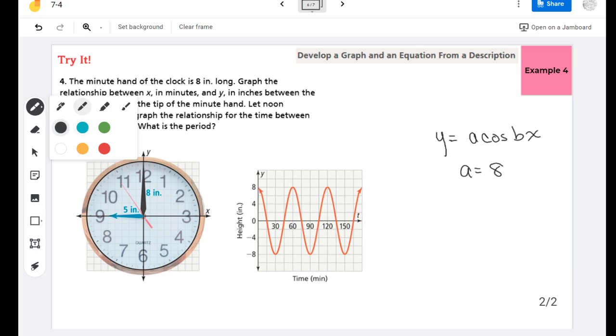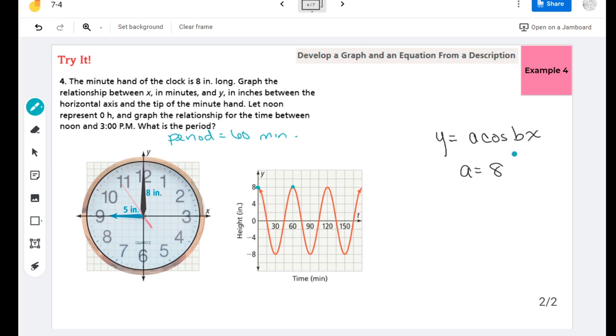But the period can be kind of difficult for people. Remember, the period is the distance on the x-axis that it takes to do one iteration of the graph. So one iteration of this V goes from 0 to 60. So to answer the Savvas question, the period equals 60 minutes.